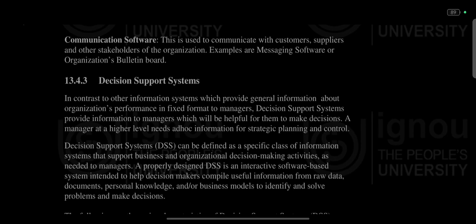Decision support systems. In contrast to other information systems which provide general information about organization performance in fixed format to managers, decision support systems provide information to managers which will be helpful to them to make decisions. A manager at a higher level needs ad hoc information for strategic planning and control. Decision support system, DSS, can be defined as a specific class of information systems that support business and organizational decision making activities as needed by managers.